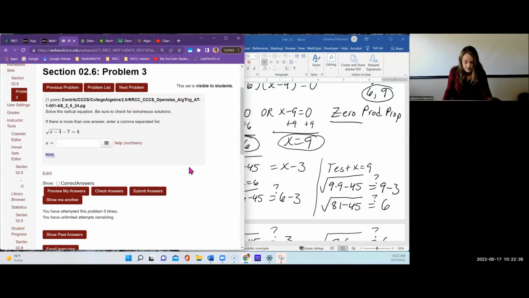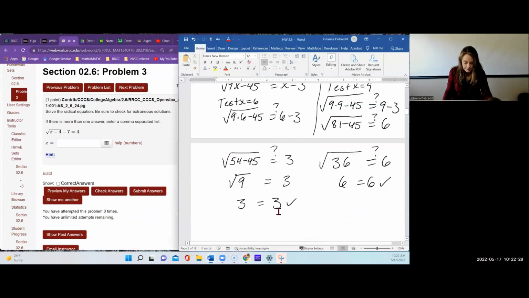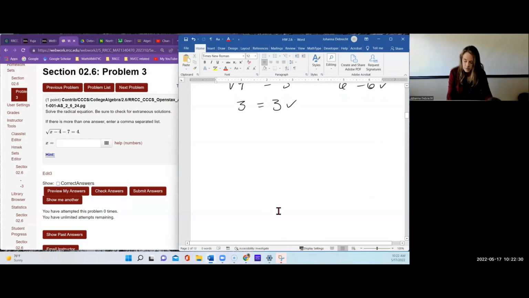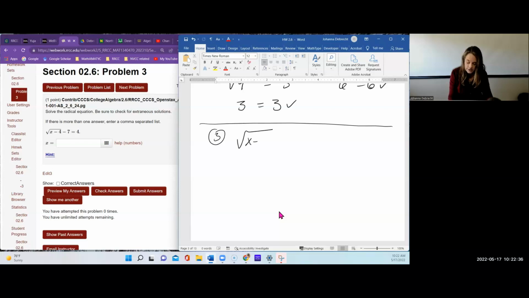Let's see if we can find another one. Let's take a look at this problem right here. This is problem number 3. In looking at problem number 3, notice that the radical is not isolated in the beginning. You have the term -7 sitting next to the radical. Before you square both sides, you have to isolate the radical. So step 1 is going to be isolate the radical.